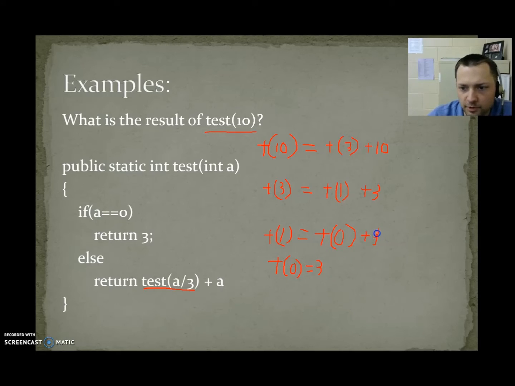Oh, that's a 1. Let me mark it up. I didn't know if it was a 1 or a 3. So, 1. Now we plug in for T(0); we plug this in to be a 3. 1 plus 3 is 4. So everywhere we have T(1), we can plug in a 4. 4 plus 3 is 7. So everywhere we have T(3), we can plug in a 7. And now we know that T(10), or test 10, is equal to 17.